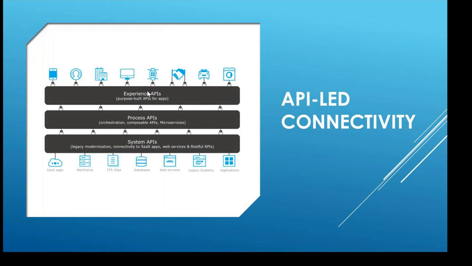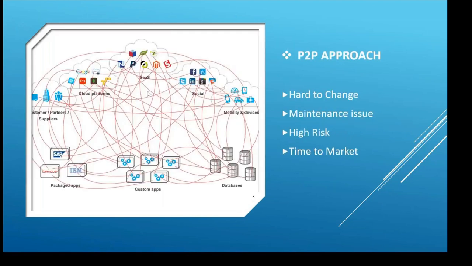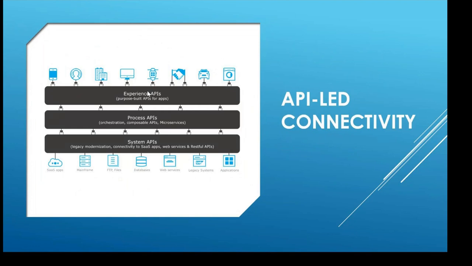Now let me take the disadvantages which we discussed for the P2P approach. What we saw was: hard to change, maintenance issues, high risk, time to market. So how do these become advantages in this API connectivity? Now here I'm trying to add one more system. I'm trying to add one more database.